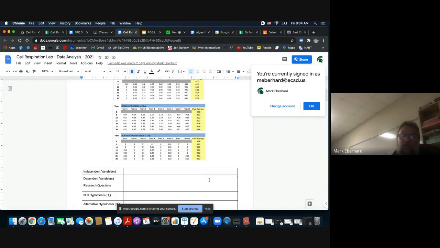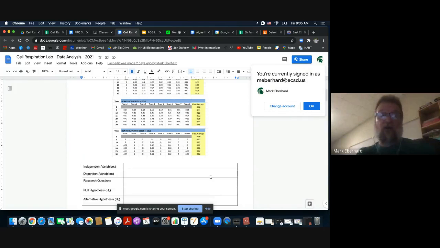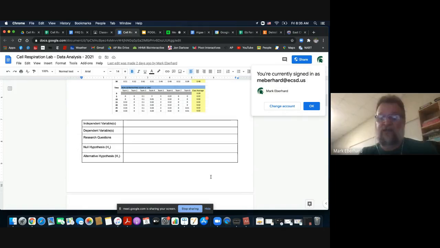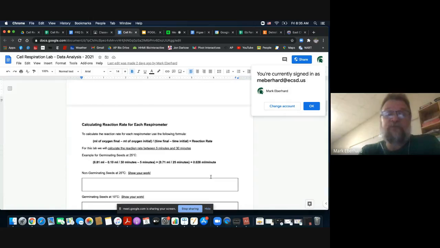So our research question would have been something along the lines of, is there a difference in the respiratory rates of germinating and non-germinating peas? And another research question would have been, does environmental temperature influence the rate of respiration in pea plants? Something to those effects. Of course, our null would have predicted in both cases that temperature, and germinating or non-germinating, would have made no difference. All peas will respire at the same rate, and our alternative would have done the opposite.